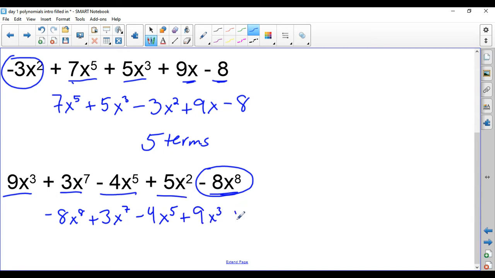And then I have the plus 5x squared. It may be helpful if you're doing this on a worksheet to underline things or cross them out as you go to make sure that you don't miss any. I need to count the terms. 1, 2, 3, 4, 5. This again has 5 terms.